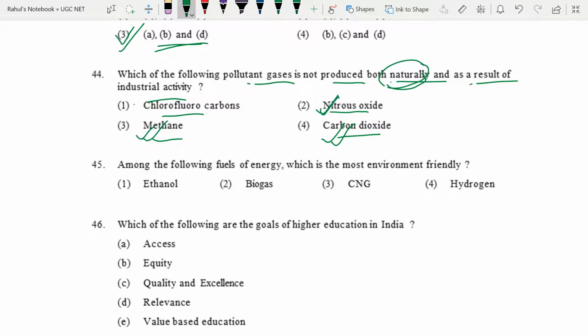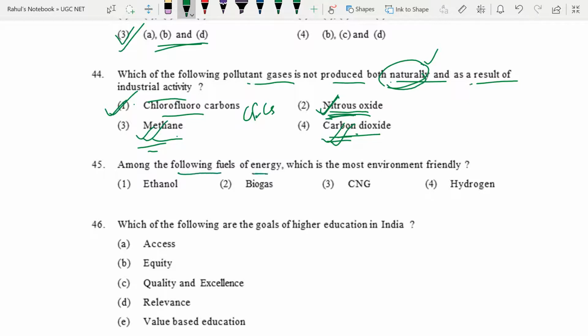Nitrous oxide, laughing gas, may be produced by industrial activity. Chlorofluorocarbons, CFCs, are not produced both naturally and as a result of industrial activity. CFCs are caused only by industrial activity. But methane, carbon dioxide, and nitrous oxide are produced both naturally as well as by industrial activity. So option 1 is the correct answer.